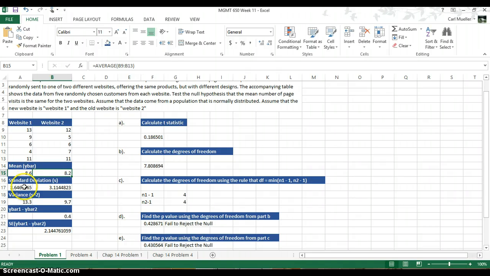The standard deviation, same thing. We'll use the formula STDEV. And same thing here, so 3.6 and 3.11. Keeping these two columns together, these represent website 1 and website 2.